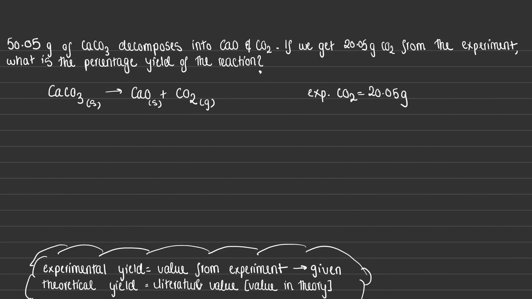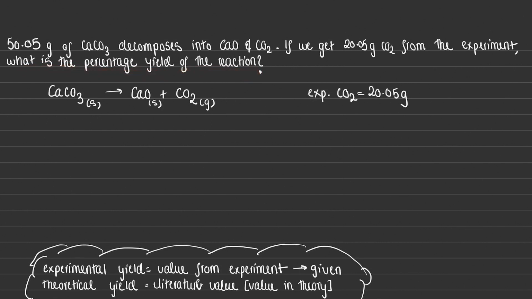50.05 grams of calcium carbonate decomposes into calcium oxide and carbon dioxide. If we get 20.05 grams of carbon dioxide from the experiment, what is the percentage yield of the reaction?